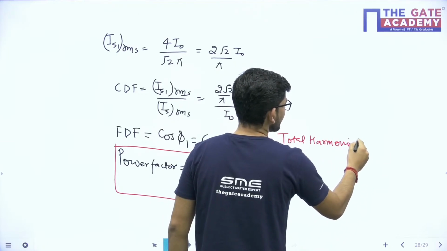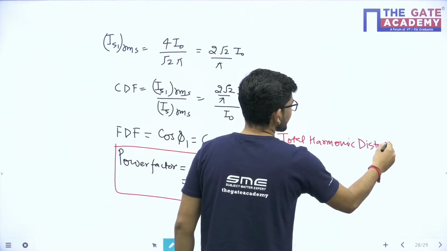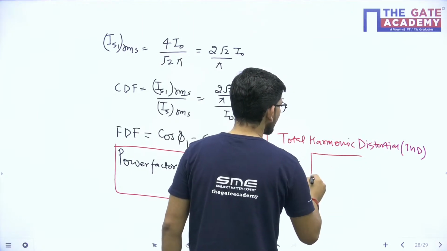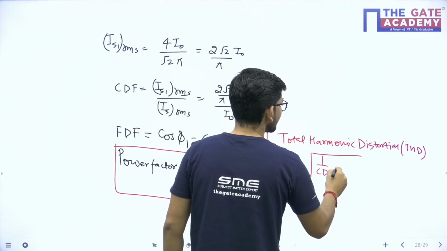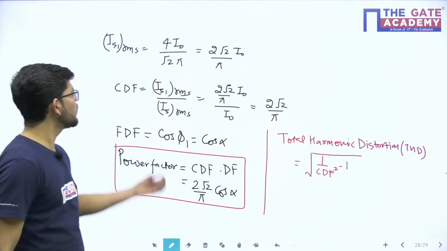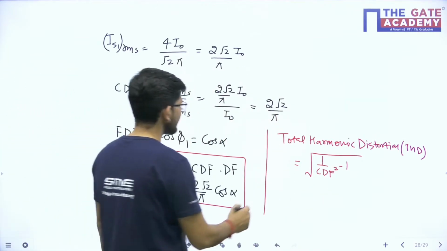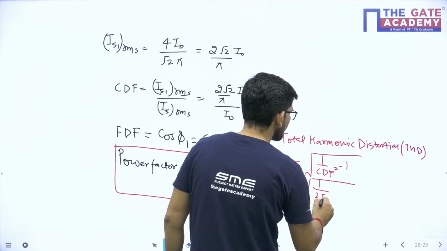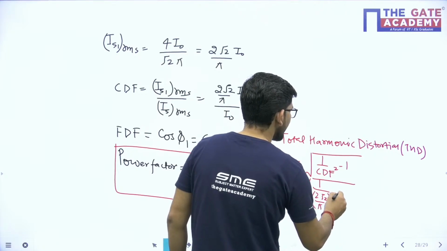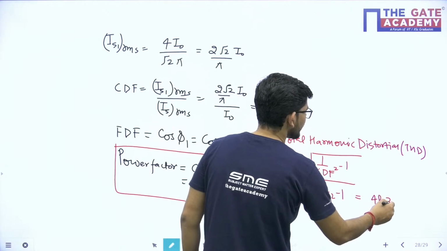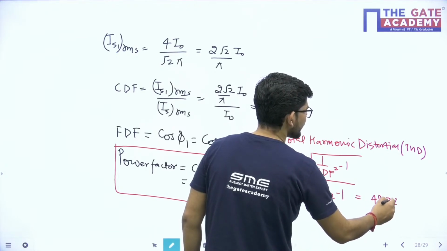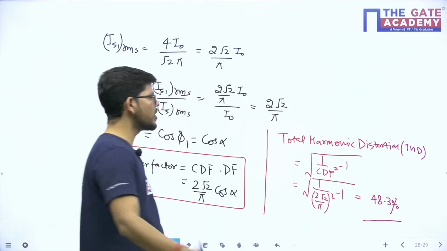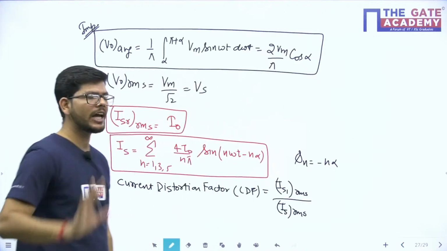Total harmonic distortion, or THD. The THD is equal to the square root of 1 upon CDF square minus 1. So when you put this particular value of CDF here, which is the square root of 1 upon (2 root 2 upon pi) square minus 1, you will get a THD of 48.3%. So this is how you will calculate all these values. So the important formula to remember is this, and then you can derive all other things.